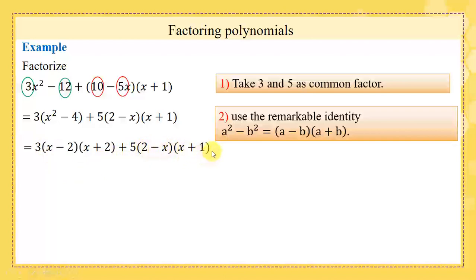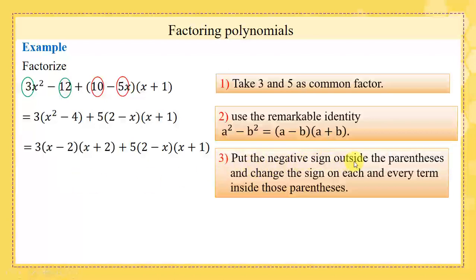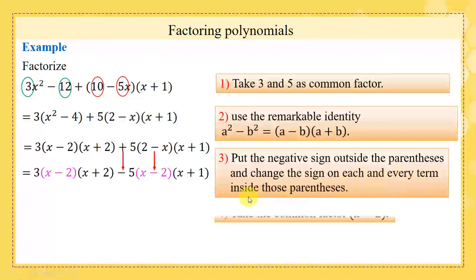Here I want to ask a question. Do you have a common factor? The answer is no, until we make the opposite of this factor. To make the opposite of this factor, we just change the sign outside. Put the negative sign outside the parentheses and change the sign on each and every term inside those parentheses. So the positive sign becomes negative and 2 minus x now becomes x minus 2.